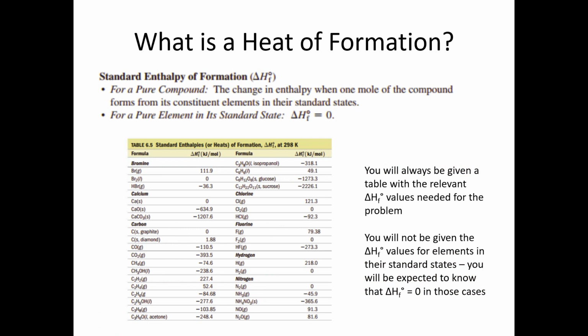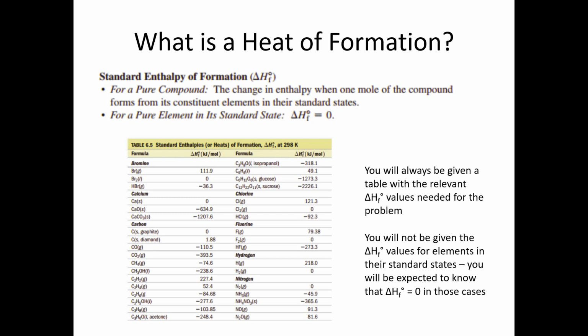So again, heats of formation, if you have a heat of formation problem, you're going to be given a table with the relevant delta H values needed for the problem. In the practice problems in class, we're looking at a big table with lots of values in it. If you're looking at a test or the AP test, they would give you a smaller table that just had the relevant heats of formation on it. You might be given a few that are distractors that maybe you don't need.